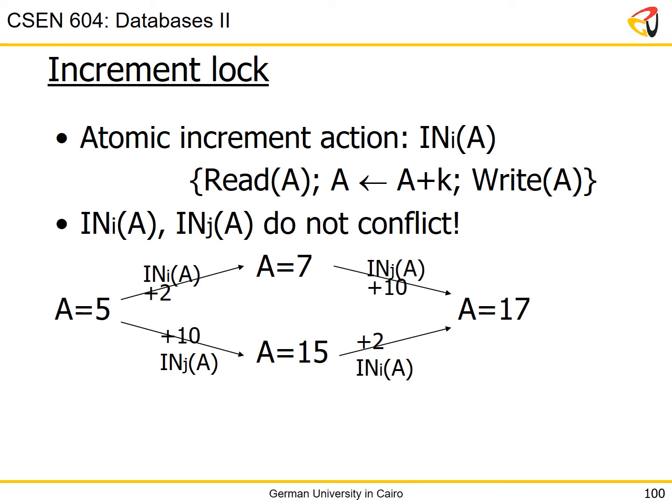If you start with A equal to 5 and you get two transactions, one of them adding 2 and the other adding 10. If you run the one that adds the 2 first, the 5 becomes a 7, and then you run the one that adds the 10, so you end up with 17. If you do it the other way around, you run the one that adds the 10 first, so the 5 becomes 15, and then you run the one adding 2, so again you reach the same number. Why will you always reach the same number?